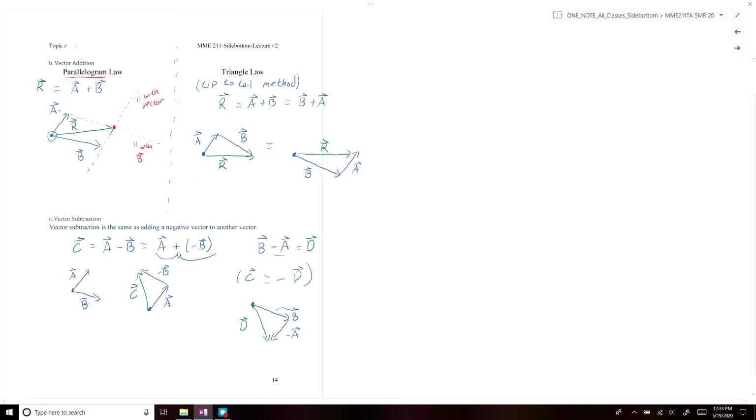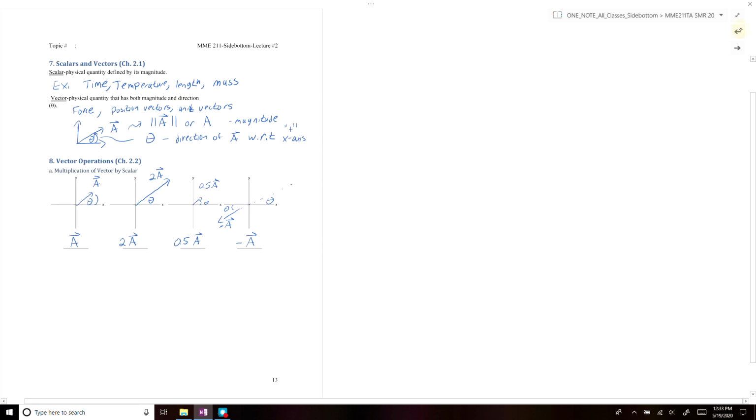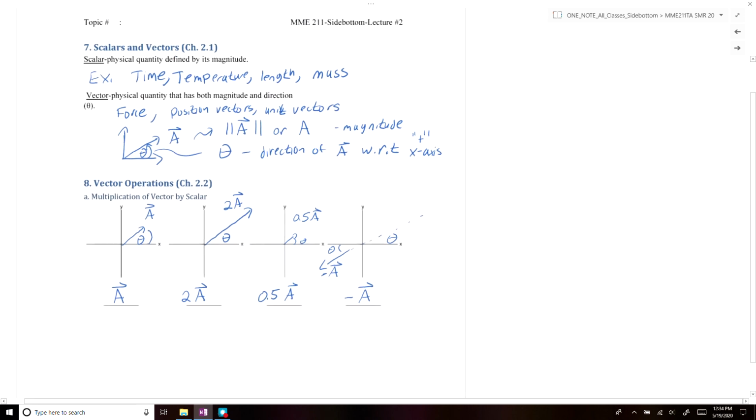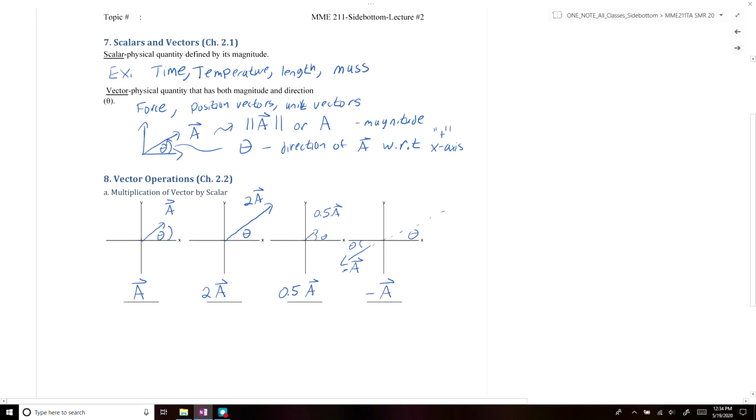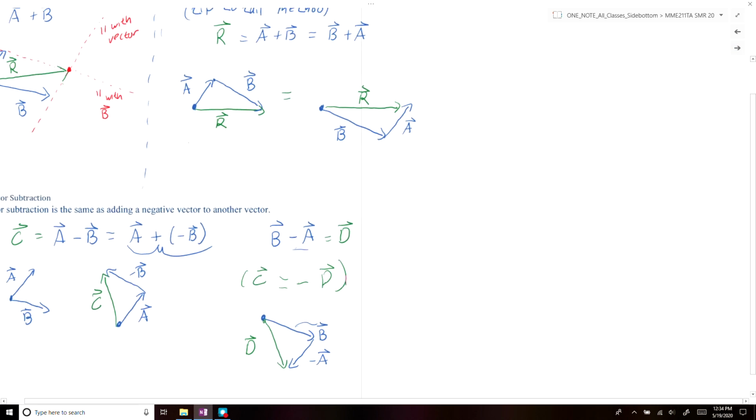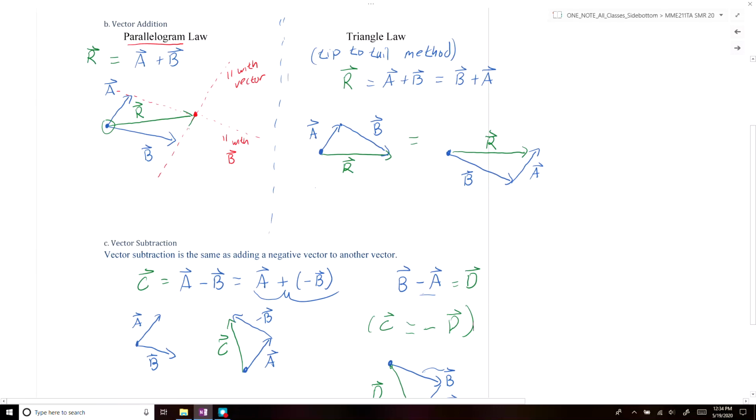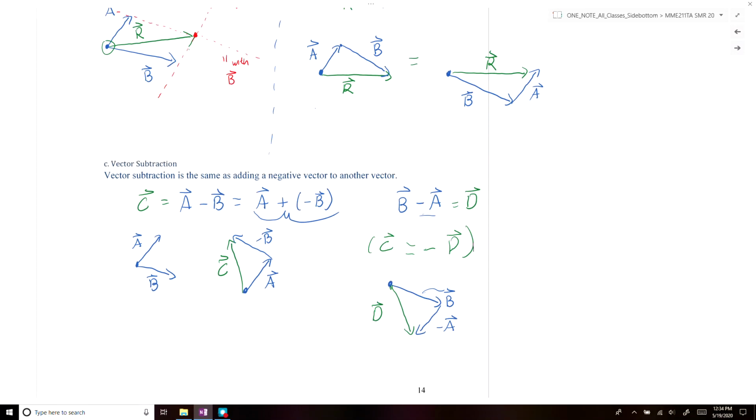Alright, so that concludes this video on the differences between scalars and vectors, how you can multiply a vector by a scalar number, how that might affect its magnitude and its direction, and then how you can add vectors using the parallelogram law, the triangle law, and then how you can subtract vectors using the triangle law as well.